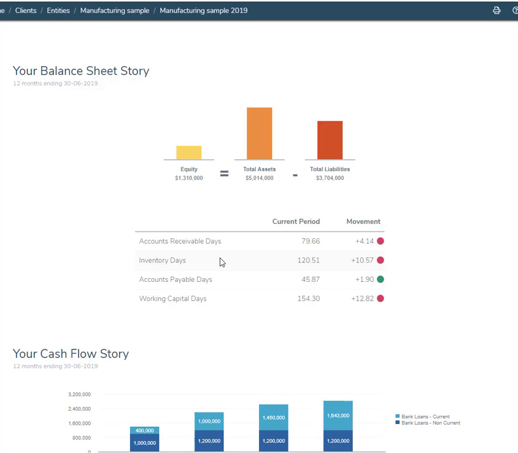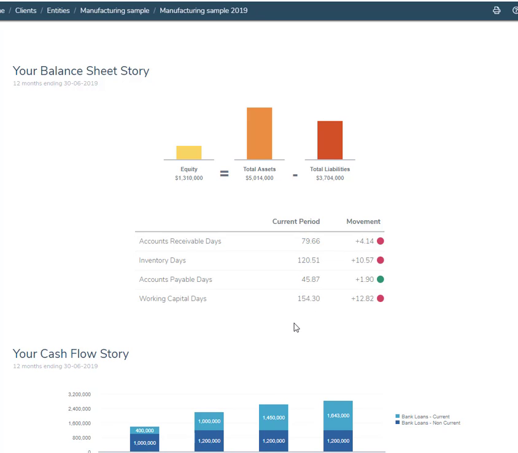Inventory days, this is how long is our stock sitting on the floor for. Accounts payable days, so that's how quickly are we paying the people we owe money to. So our working capital days, effectively what this is a combination of these two minus this one. So what it really shows is how many days we have to fund the business for until the sales hit the bank account. And this is not a good number.